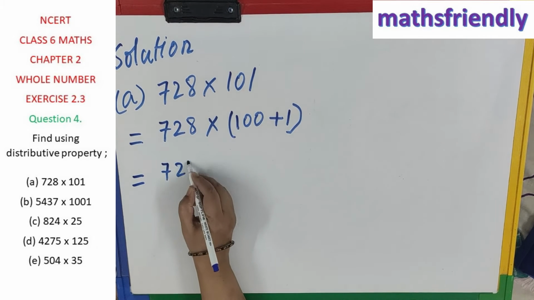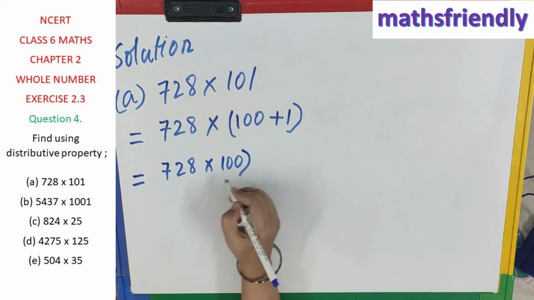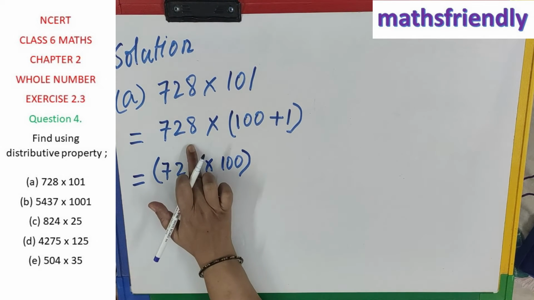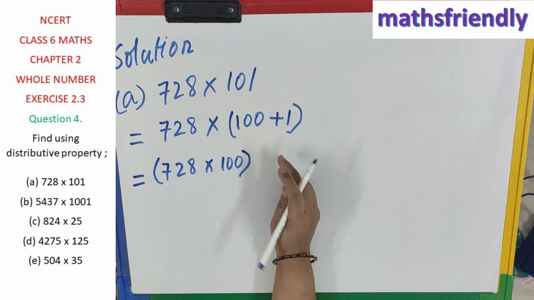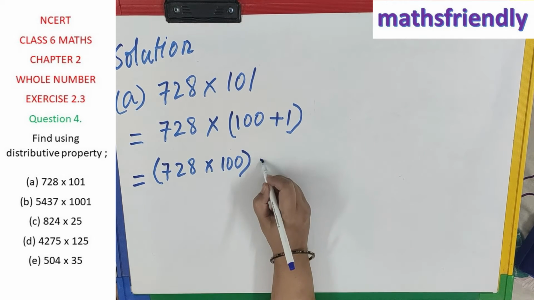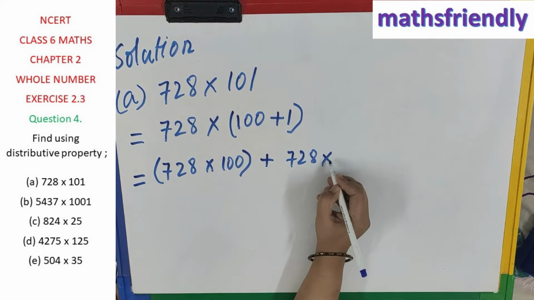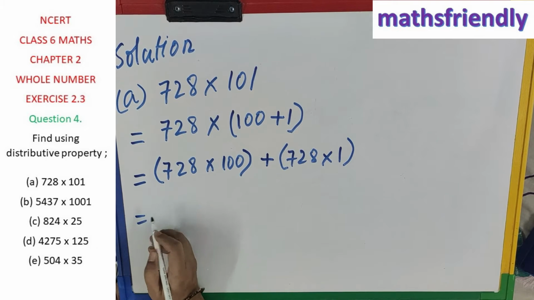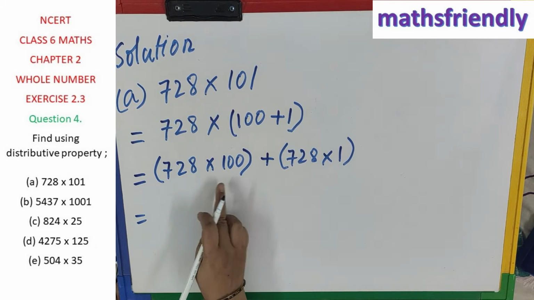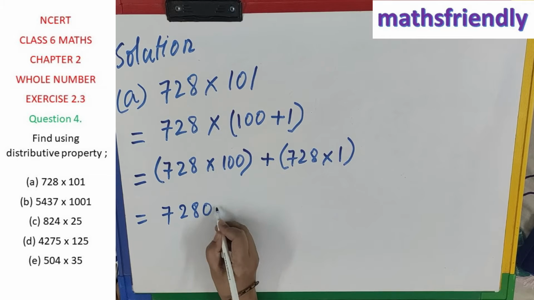So 728 will be multiplied to 100, taken in a bracket, and 728 will also be multiplied to 1. But there is a plus sign, so we will give a plus sign here and write 728 multiplied by 1, and take it inside a bracket. Now if we multiply 728 into 100, what will be the answer? The answer will be 728 and 0, 0.